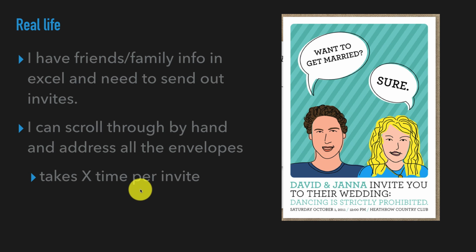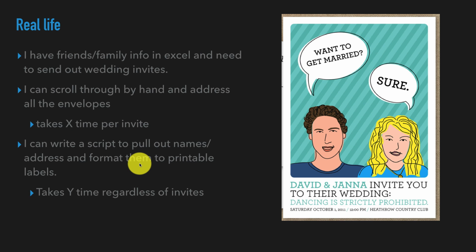So an alternative is that you could write a script that would pull all the names out from one column and the addresses from another and reformat them into a format that your label printer will use. And so the amount of time it would take to print all those invite labels is Y, a fixed time regardless of invites, because the time is all soaked up into writing the script. And then once you have it written, you just press run and it doesn't matter how many invites you have.